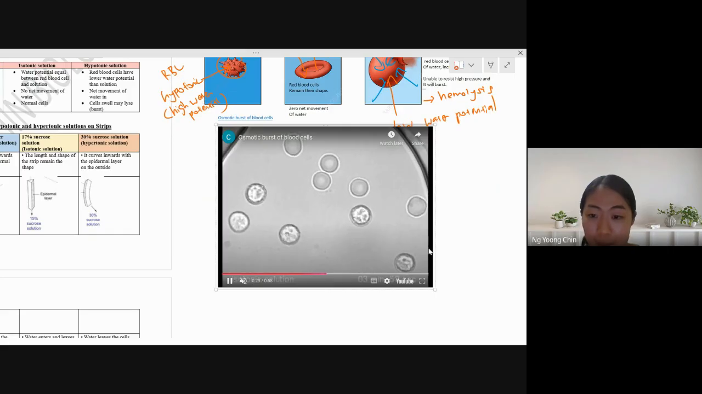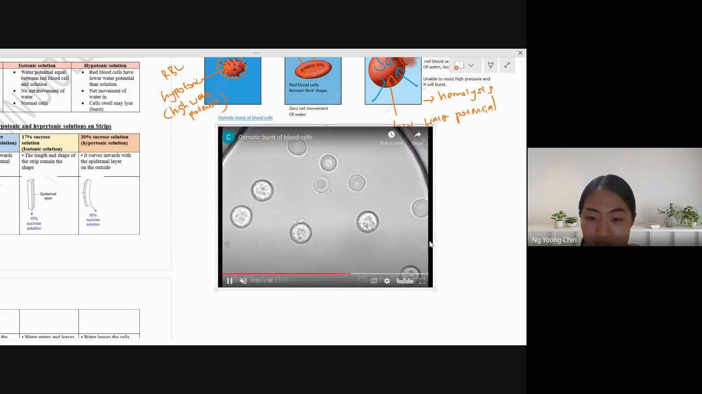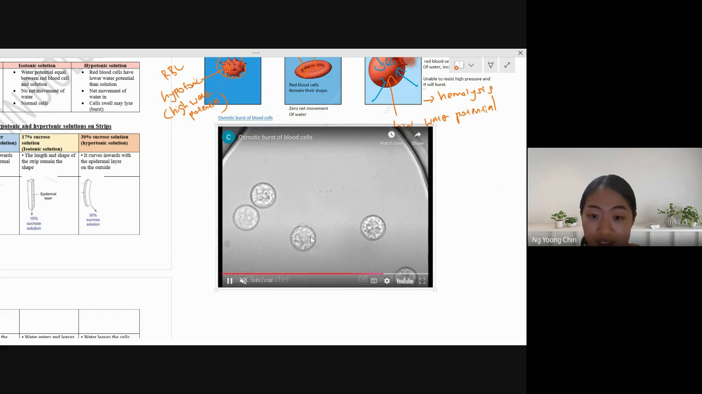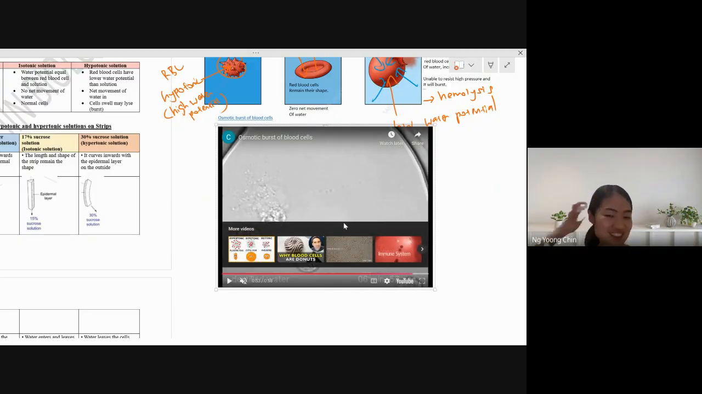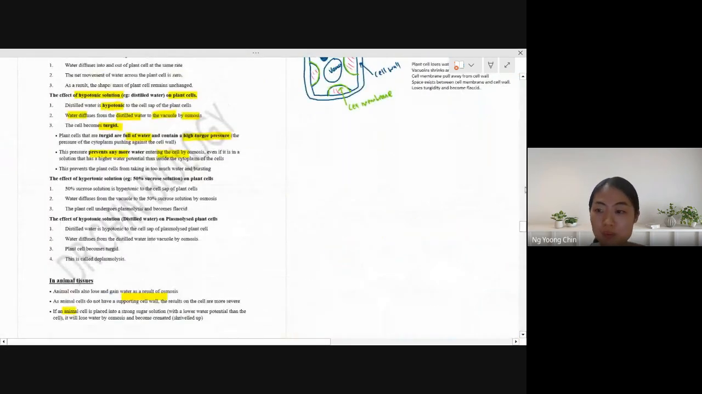And then at the end, what happened? You see how they burst. See, they are going to burst now. You see this? See. Okay, hemolysis.